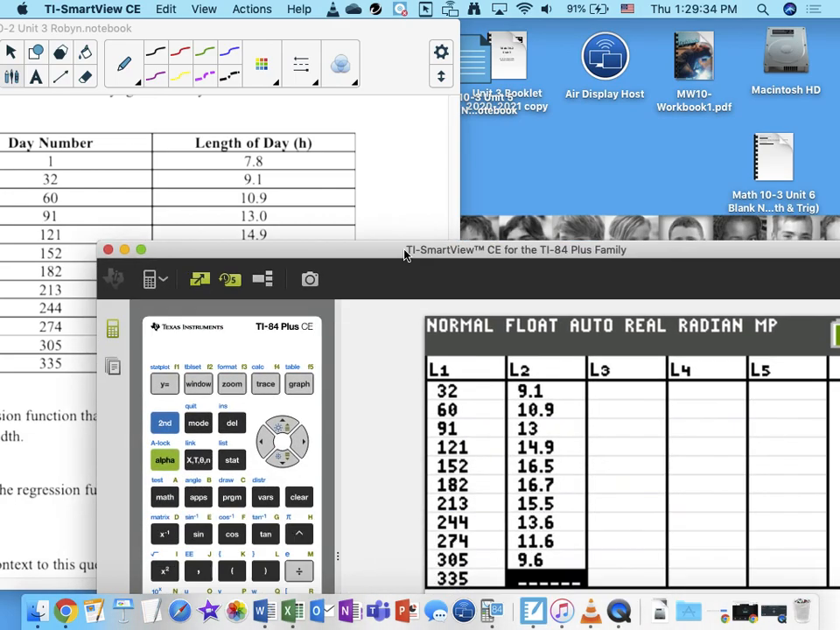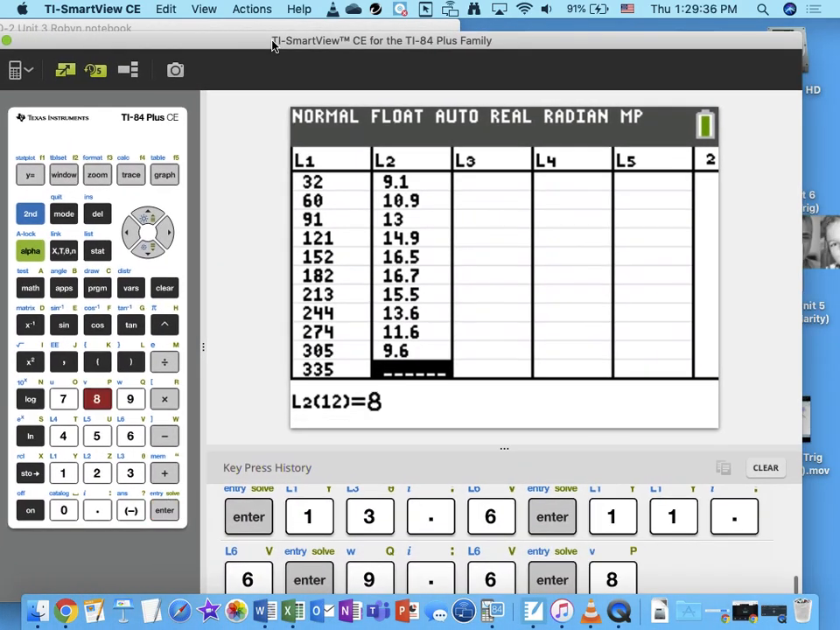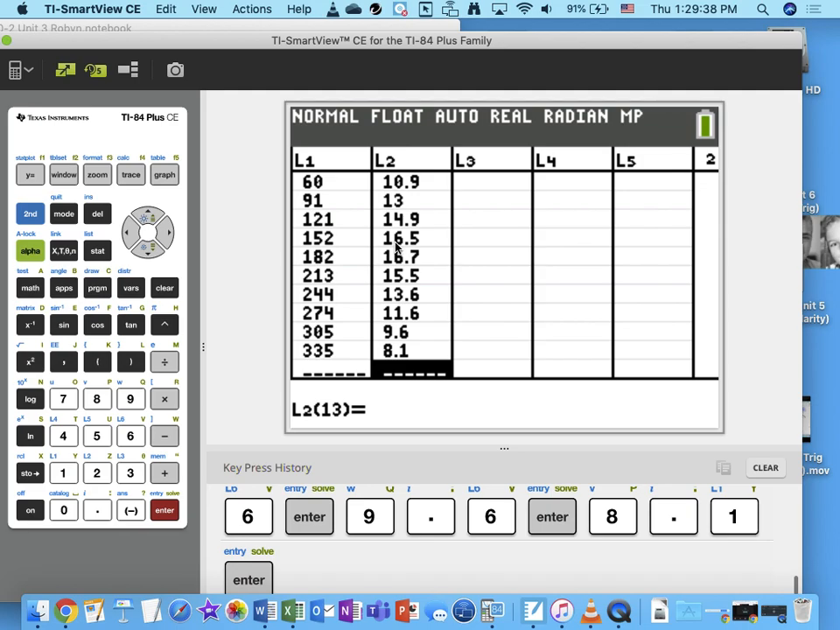Okay, next, what do I do next? Let's say I wanted to see what this looks like as a scatter plot. What would you have to do to look at the scatter plot?